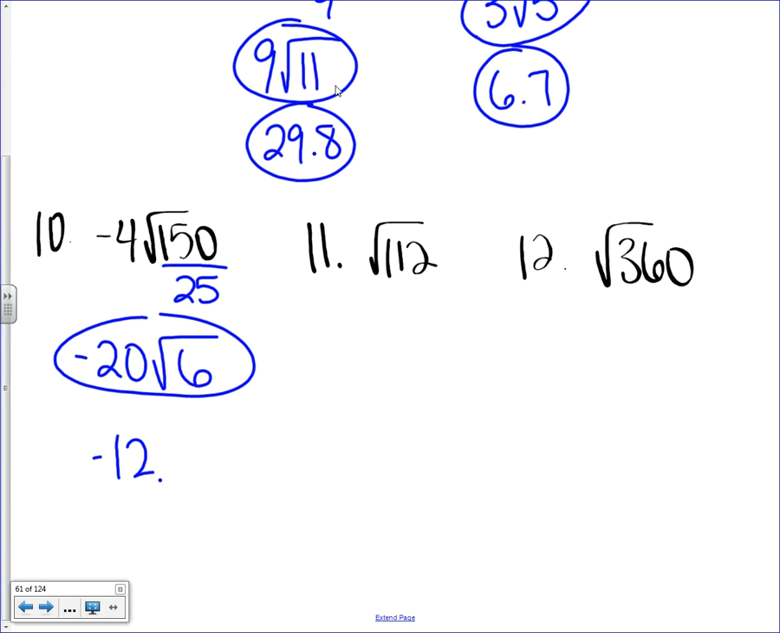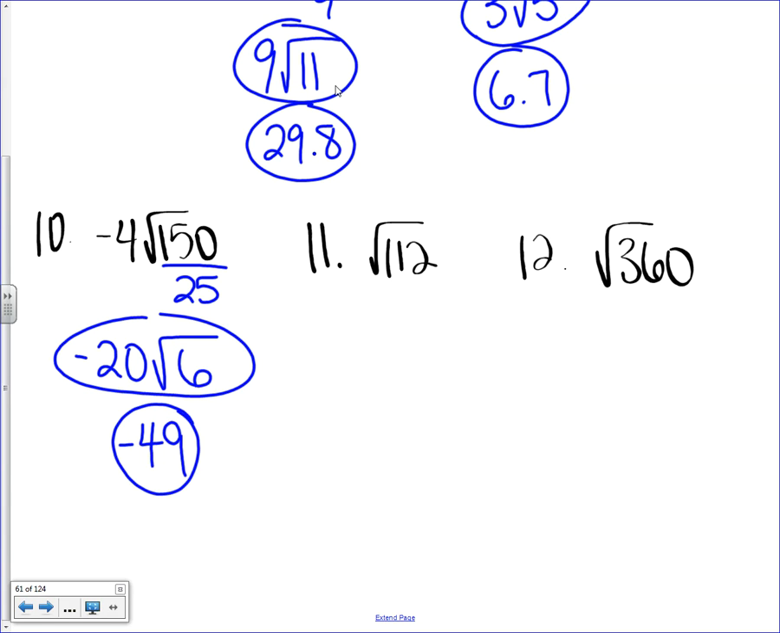Is it negative? Oh, I think it's got to be bigger than that. Negative 20, radical 6? Will it round up to 49? Is that okay for everybody? Nathan, are you okay putting that in your calculator? Okay.